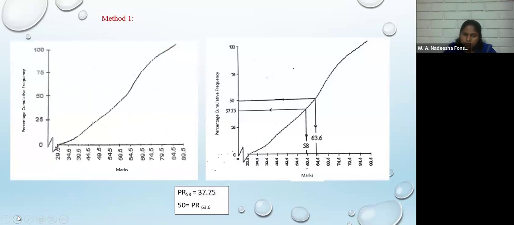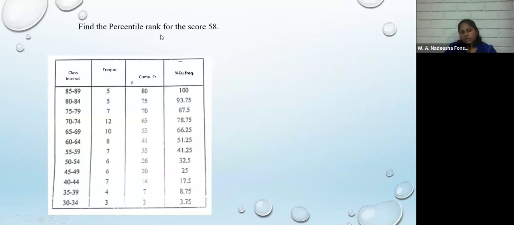And then draw the percentage cumulative frequency curve. This is one method. There are two methods to calculate the percentile rank in class intervals. The first one is using the percentile cumulative frequency curve. The second one is using the equation, like we did last day. Like we used equations to find the median, mean, and standard deviation, we can use formulas here also.